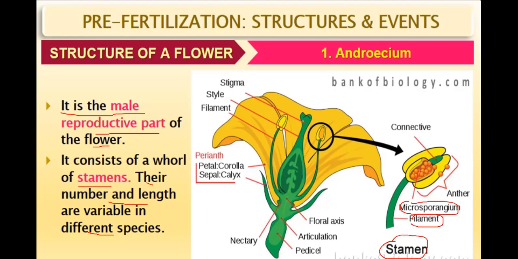If you see this flower, here there is gynoecium, that is stigma, style, and ovary, divided into three parts. Then there is perianth. Perianth means petal and sepal combined together. They are known as perianth. Then this is a floral axis. This is articulation. This is a pedicel. These are nectaries. There is a deposit of nectar.